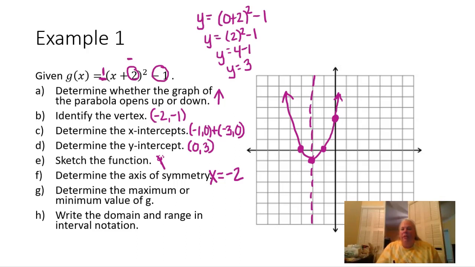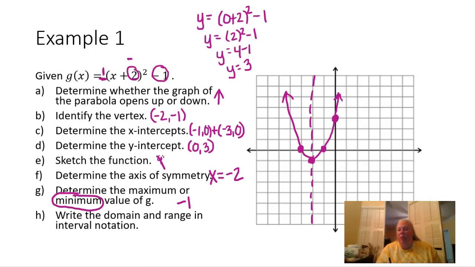G, determine the maximum or the minimum value of g. This function is going to have a minimum value, and I know that because the parabola opens up in the upward direction. There's no graph down here below. We do have a lowest point, and that lowest point is -1.